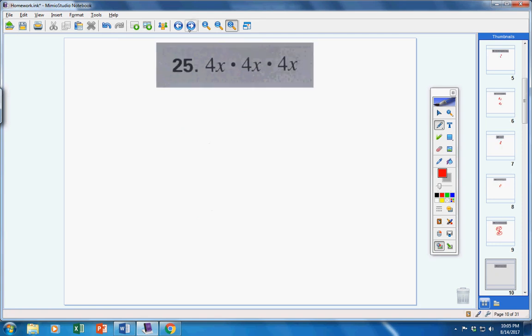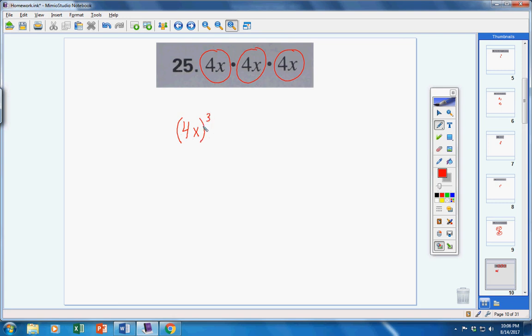Alright, moving on to number 25. We have one more. Okay, now, look, we have 4 times x. Now listen carefully. Let me show you 2 different ways you can do this. Okay, first of all, I have 4x, 4x, 4x. So some of you probably want to put this for your answer. And that's incorrect, because when I look at this, it tells me I have how many x's? 3, but how many 4's? Only 1.